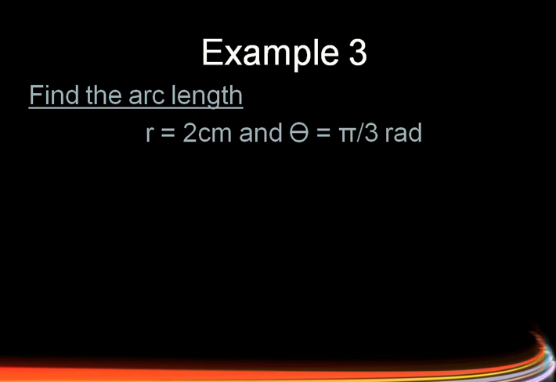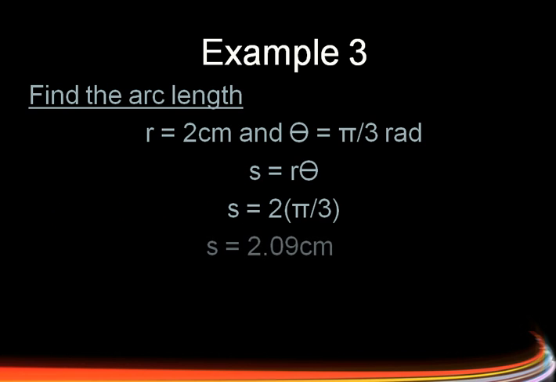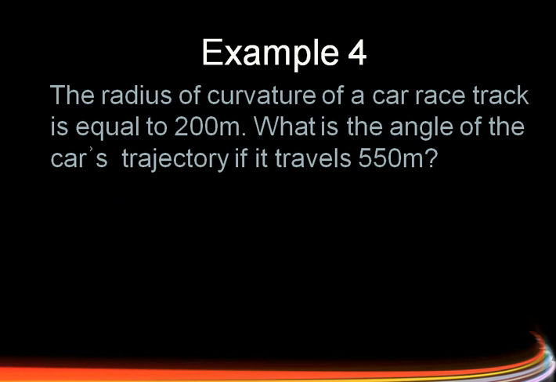So let's start off with a simple arc length question where we are given the radius of 2 centimeters and we are given the angle between the 2 radii, which is pi over 3. So using our formula, S is equal to R theta, we get 2 times pi over 3, which results in 2 pi over 3, or 2.09. Now this would be a very simple type of question. What you would be more likely to see would be something that would be a little bit more of a word problem.